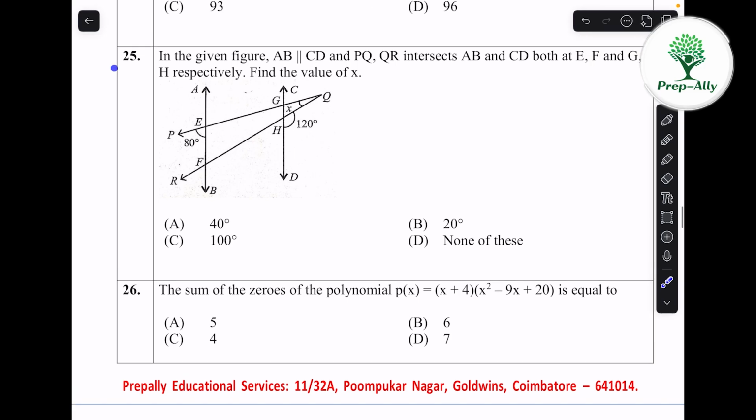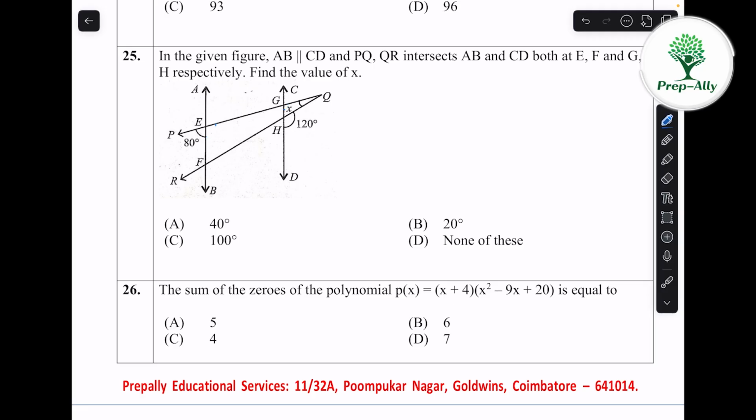See how to solve this question. In this question AB is parallel to CD, and PQ and QR intersect AB and CD at E, F and G, H, like this. Now here this angle is 80 degree, this is 120. So if this is 80 degree, it will be 100 degree. So this angle will also be 100 degree. This angle, the corresponding angle, because this is 100, so also 100 right here.